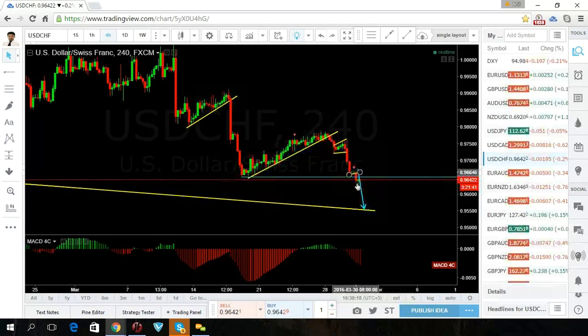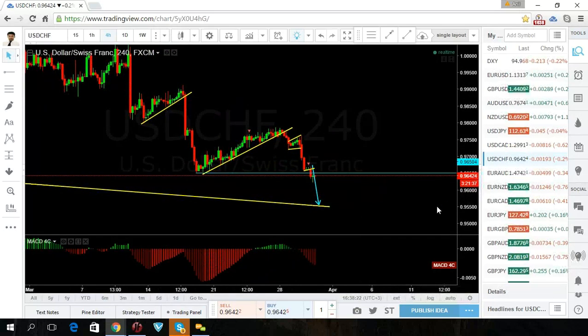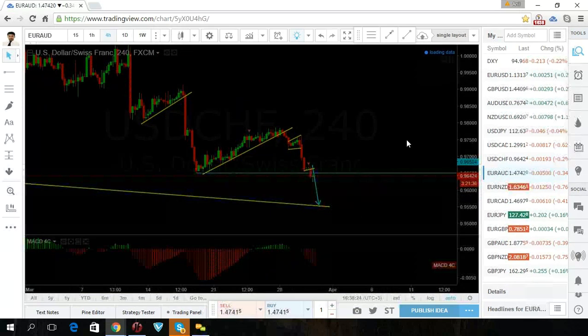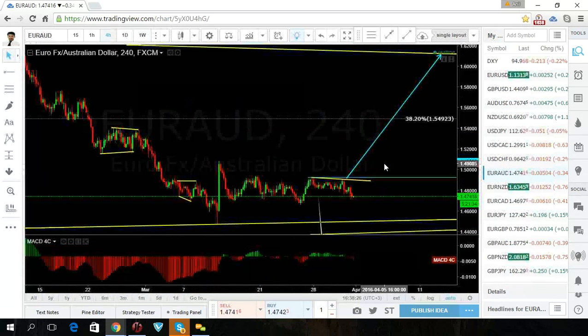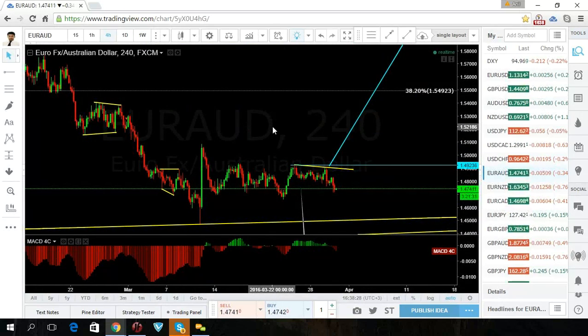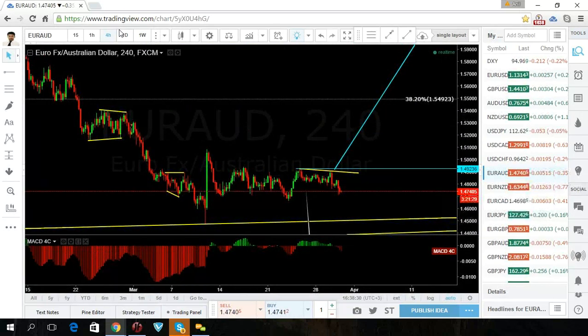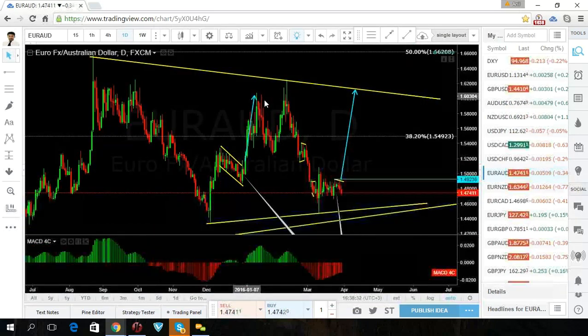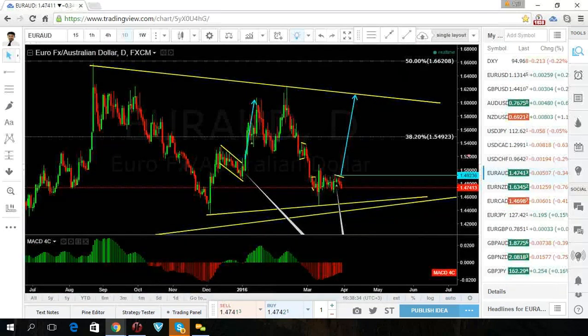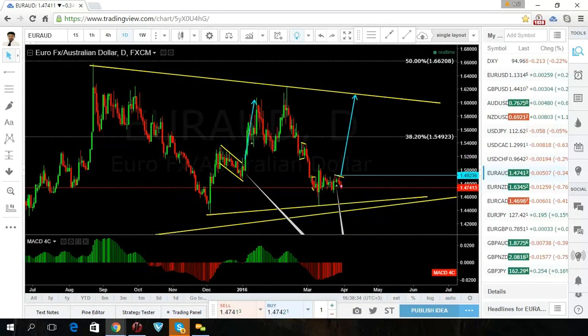So let's see if they give us more downside or if this is all. Wait. Euro Oz. This is still a buy setup. Nothing in this chart has changed. It is still a buy setup. And the more you freak out about it, the less likely you are to get the trade.